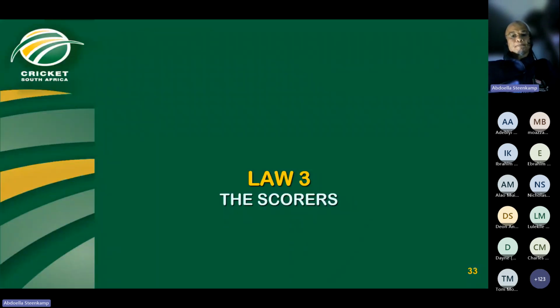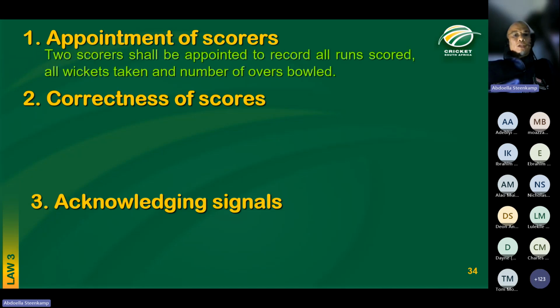Speaking of scorers, when it comes to the appointment of scorers, the law wants 2 scorers to be appointed. And what do scorers do? They record all runs that are scored in the game, all wickets that are taken, and the number of overs that are bowled. Ideally, 2 scorers are to be appointed to every game. I know at lower league levels it's not always possible, but you need to try to have 2 scorers, and the 2 scorers need to sit next to each other.